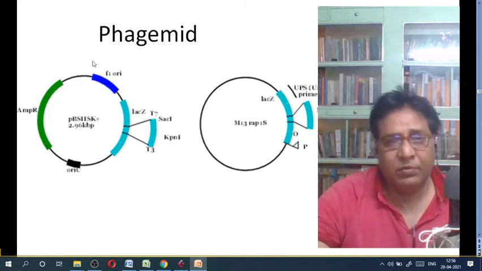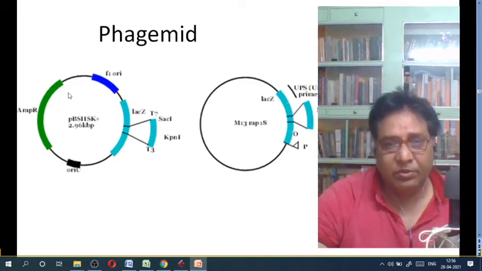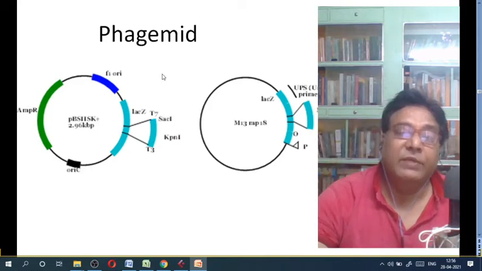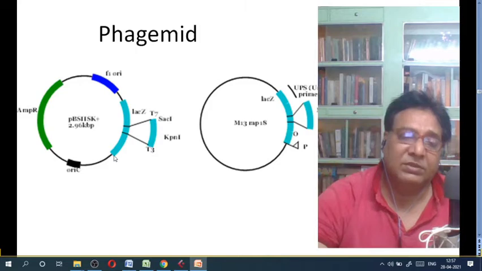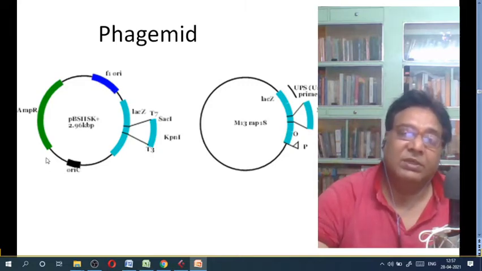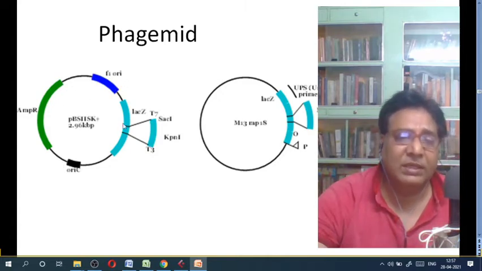So if you co-infect these E. coli hosts that contain the recombinant pBSSK plus genome, I mean the DNA vector, recombinant vector, with this F1 phage, what will happen? This particular DNA, which was double-stranded, will now produce single-stranded DNA molecule. That phage will act as a helper phage. Because this particular DNA does not have the other genes of the phage, only the origin of replication, it is not able to replicate a single-stranded DNA molecule.